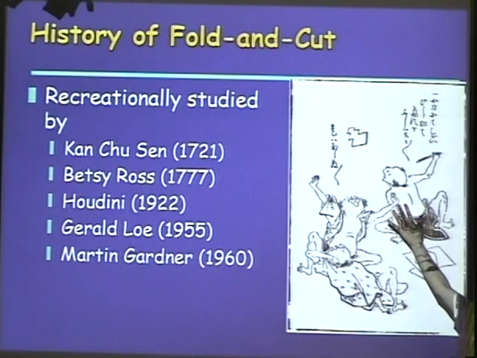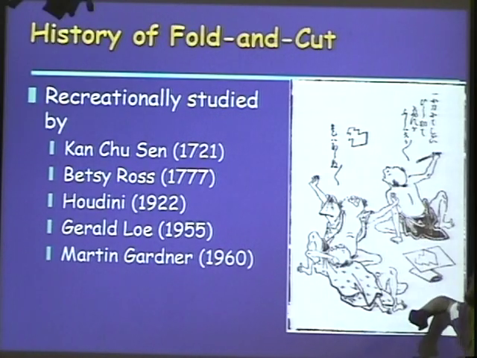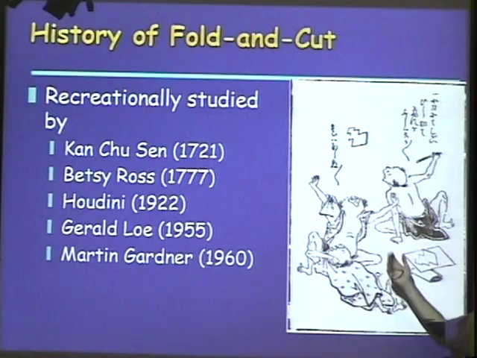In general, what shapes can you get and how can they be arranged? Natural problem. Has a very old history. There's this 1721 Japanese puzzle book that says, can you fold and cut that Japanese emblem shape out of a piece of paper? Answer is yes, there's a solution. Betsy Ross, I don't really have time to tell stories. You can ask me about the Betsy Ross story.